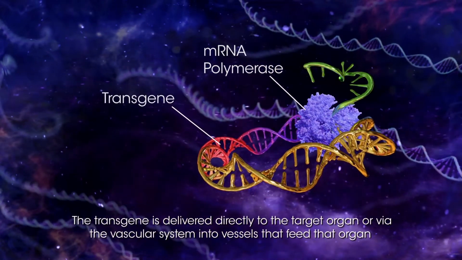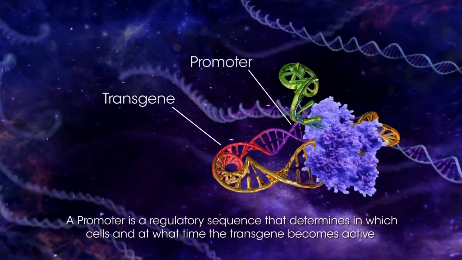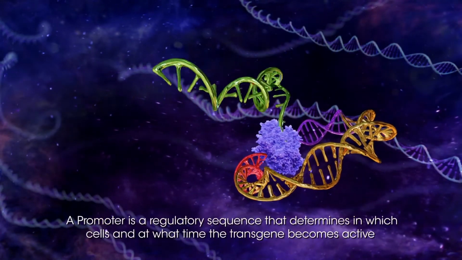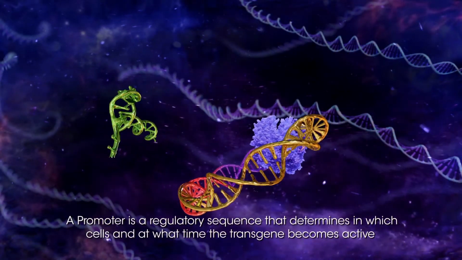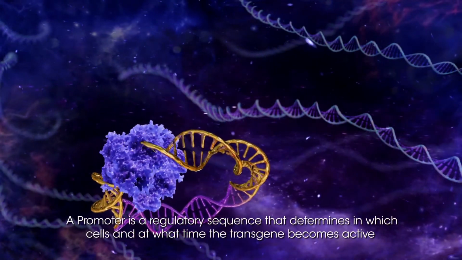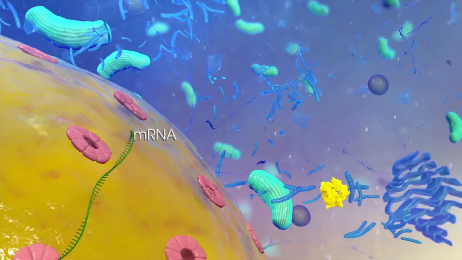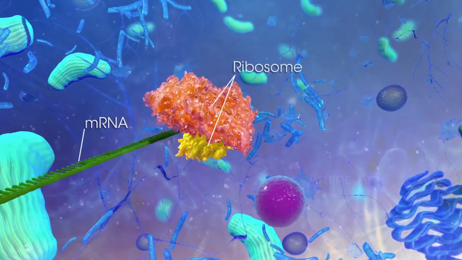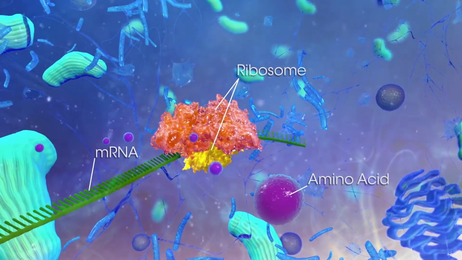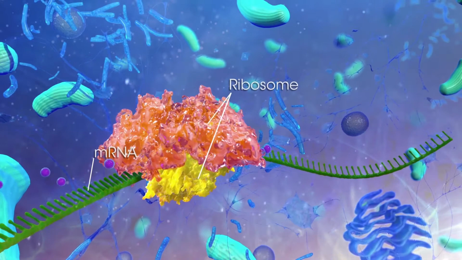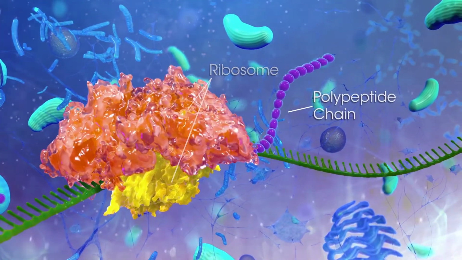A critical element of the transgene is the promoter. A promoter is a regulatory sequence that determines transgene activation. Since transgenes are typically designed to produce a protein, they must have a valid protein coding sequence. This is normally derived from the cDNA for the protein of interest.